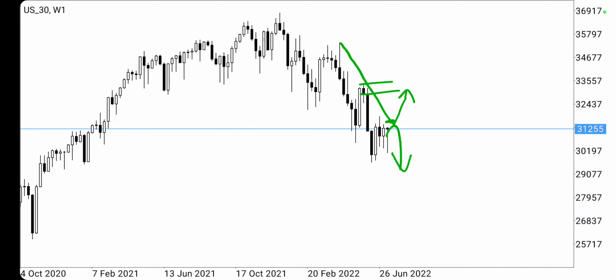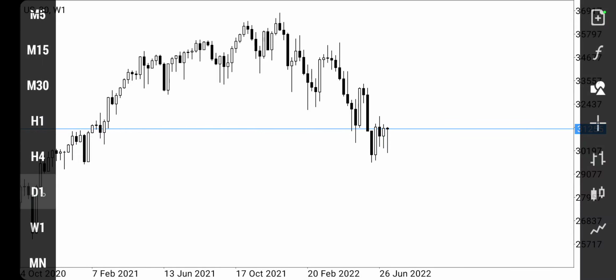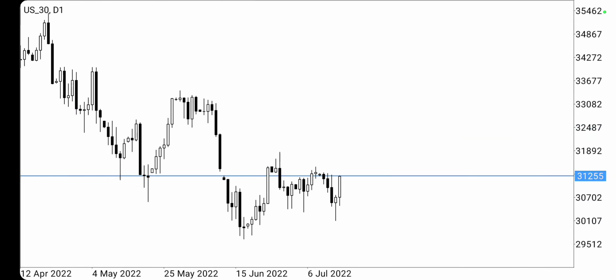It's just that we are too close to this, so this might be very stubborn. As you can see, for the past 2 weeks we've been playing around it, so it's very stubborn. It might reject again, but we don't know about that. We will see. So let's check what is happening on daily.